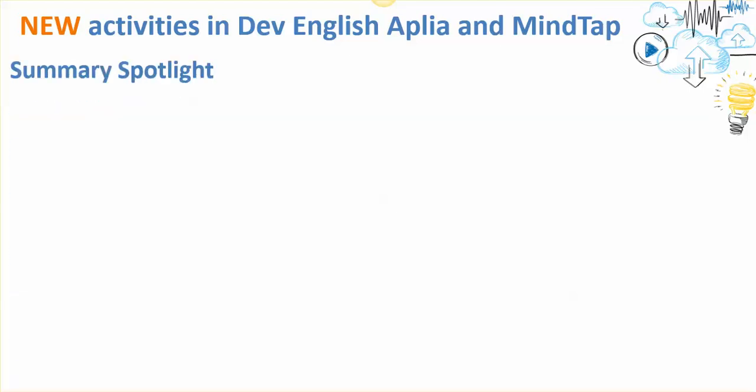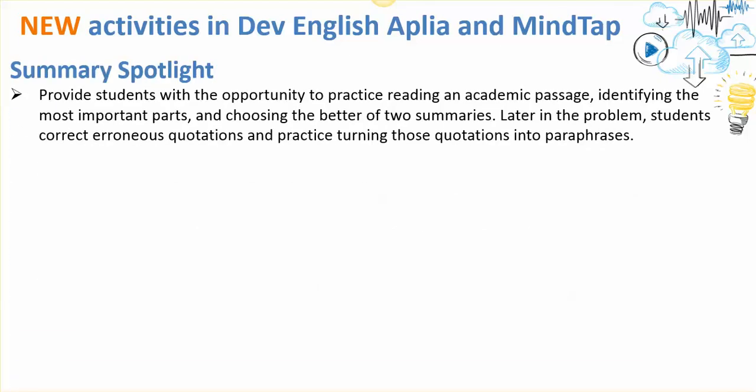We have something called the Summary Spotlight. And in the Summary Spotlight, what we're going to do is provide students the opportunity to practice summarizing an academic passage. So we'll give them a passage and they're going to have to choose between two summaries. And then they get to correct errors when trying to paraphrase, which is a skill that these developmental English students struggle with. So we're giving them the opportunity to practice this at every step of the way. So let's take a look at what that looks like within a course.